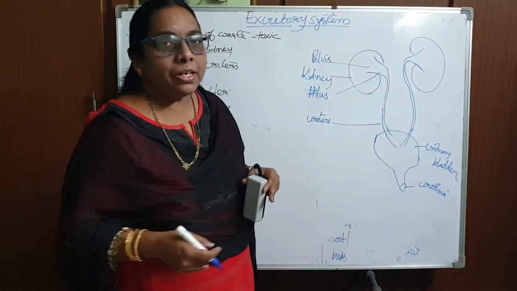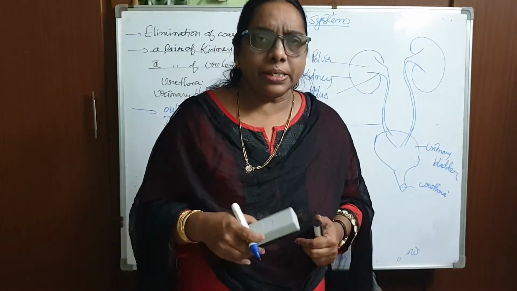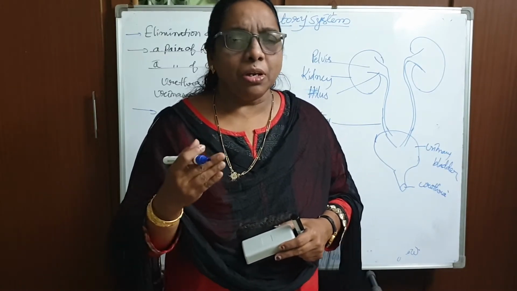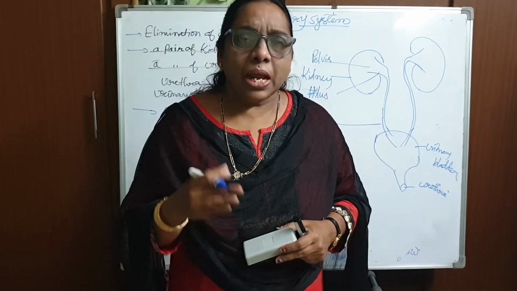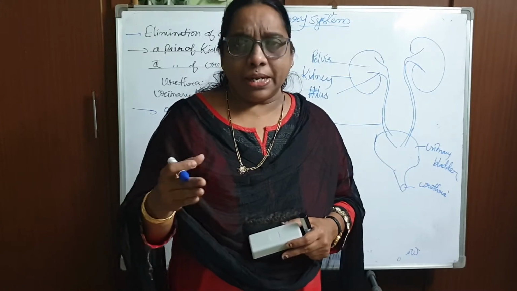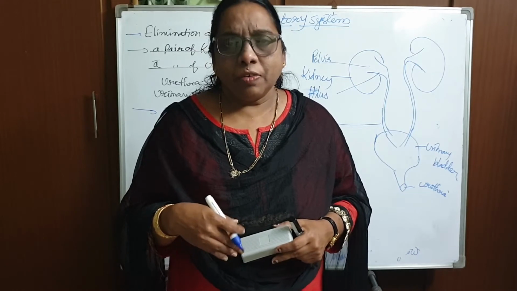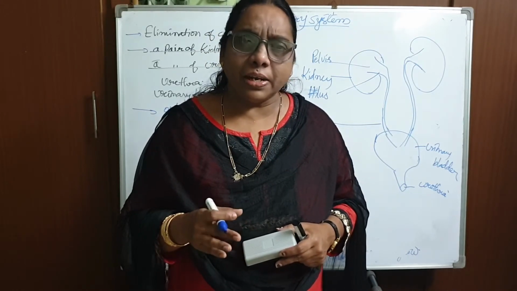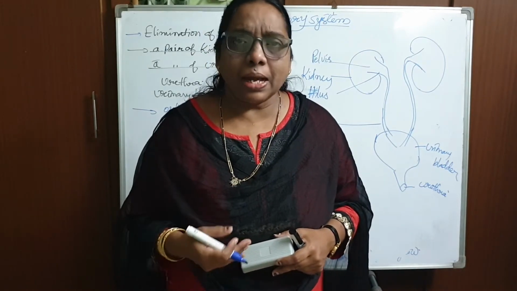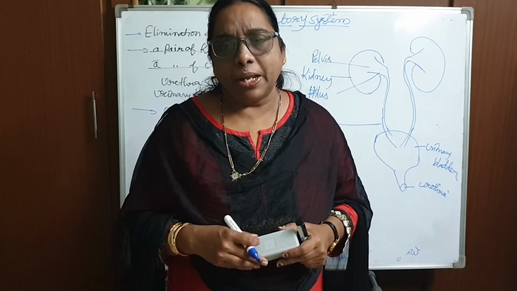Children, in the last class I said that whenever we discuss systems, there must be the action of certain blood vessels. For example, when we discussed the respiratory system, we studied the pulmonary artery and pulmonary veins. When you studied the circulatory system, we learned about the coronary artery and coronary veins. When discussing the excretory system, only the renal artery and the renal vein play a role here.